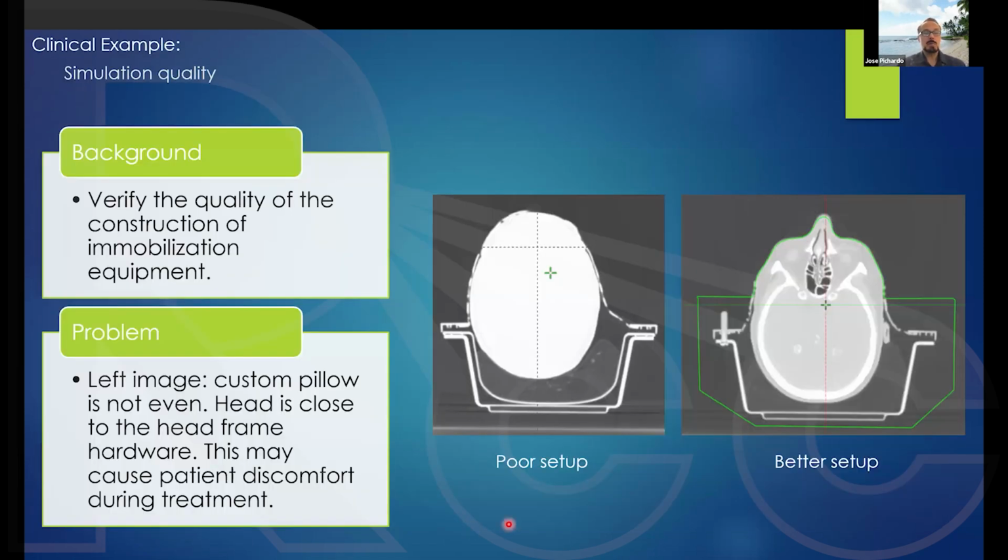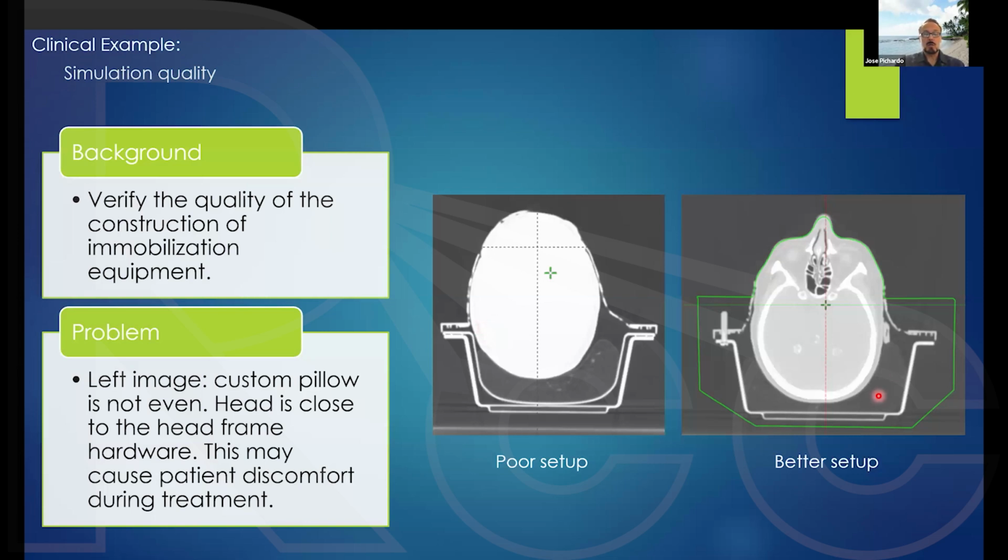So here's an example of why you should always look at the CT simulation images. Here's an example of a patient that when they simulated the patient, the head is too far to one side of the head frame, right? Now, it is possible that this may not affect anything if the patient is comfortable, but typically the material that the head frame is made of may be actually pushing against the patient's head, making it very uncomfortable during treatment.